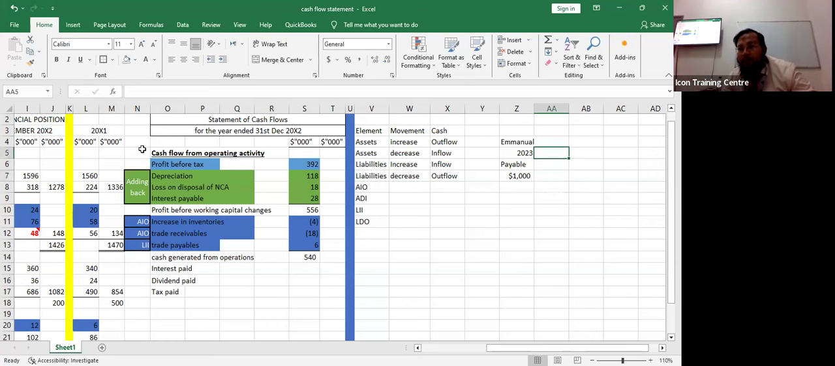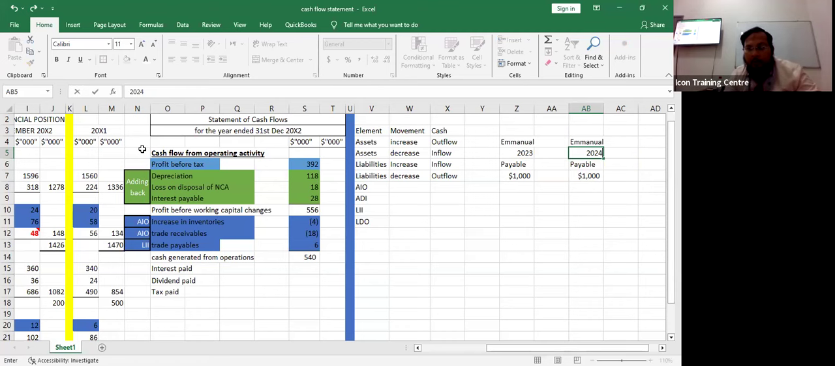This is at the end of 2023. This is what was payable. At the end of 2024, Icon Training says that still this much is payable. And during the year, they charged you fees, which is $9,000. Do you understand what I'm saying?